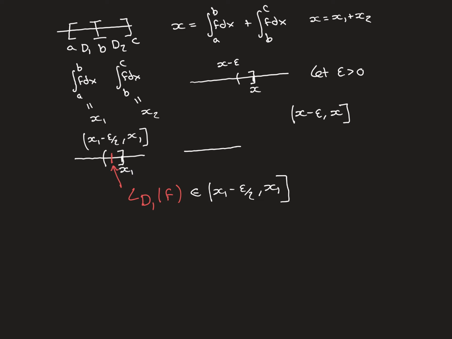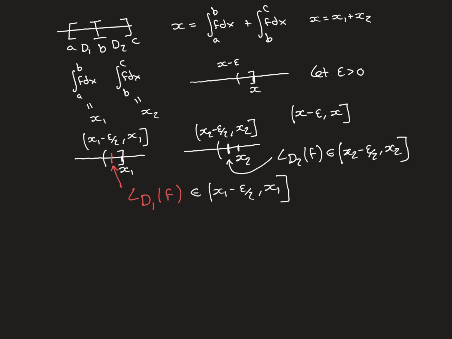Similarly, for x2 the exact same argument holds true. Here is x2, consider the interval from x2 minus epsilon over 2 to x2, and again for the exact same reasons I can find you a lower Riemann sum, which we'll call over dissection d2 of f, that is inside that interval, i.e. strictly greater than x2 minus epsilon over 2, but less than or equal to the value of x2. And that dissection d2 will be a dissection just of the interval BC.